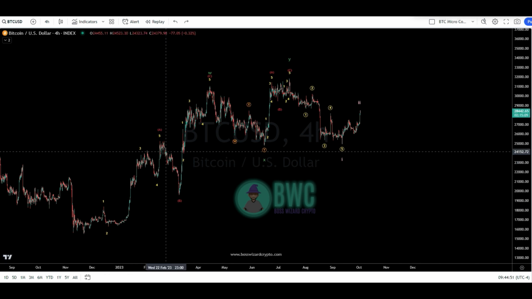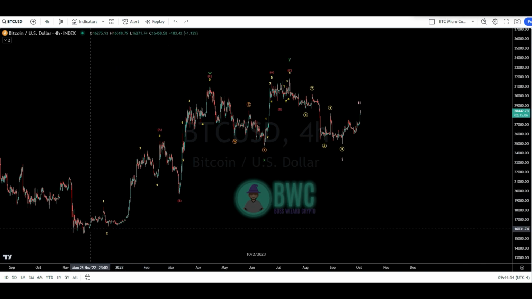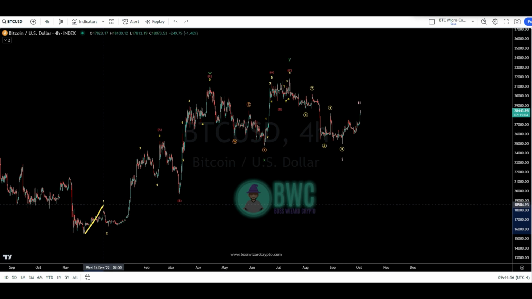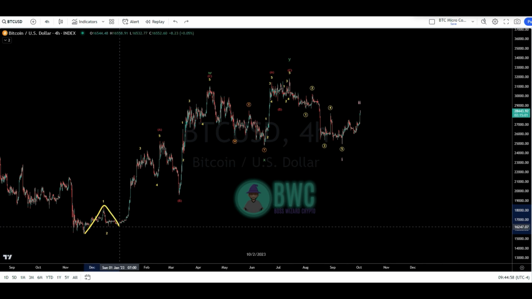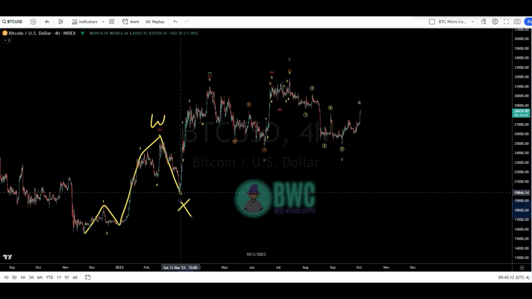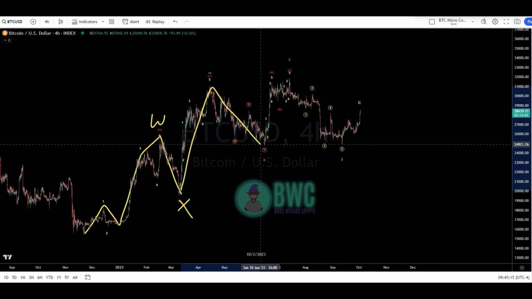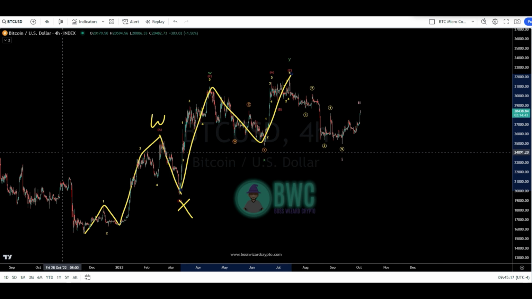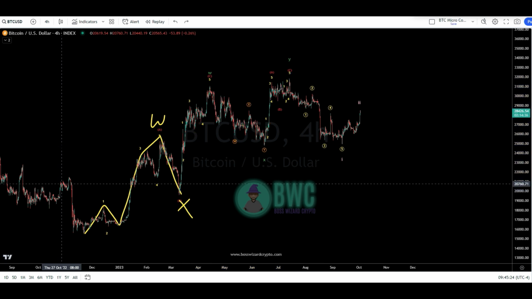Another way to count this is you can say that this was a zigzag. So you got 5, 3, and that was 5. And that's your W. And then that would be your X. And then you have a whole other zigzag, 5, 3, 5, like that. Maybe it looks more proportionate. You wind up in the same spot.